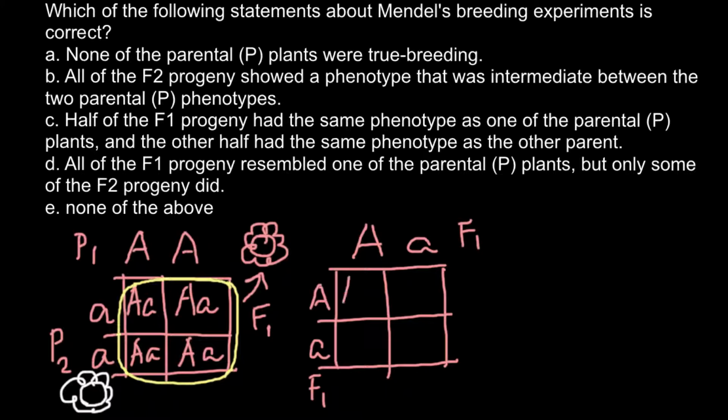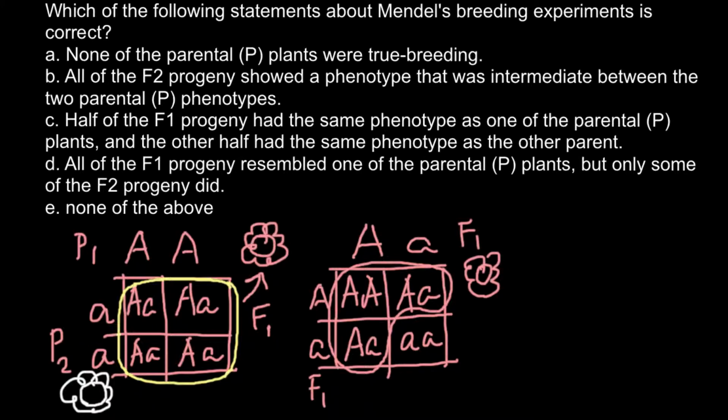and this time he got a homozygous dominant plant here, heterozygous here, heterozygous here, and homozygous recessive here. And as you see, he got 3 out of 4 plants with red flowers, and 1 was the same color as parent 2 in the parental generation.